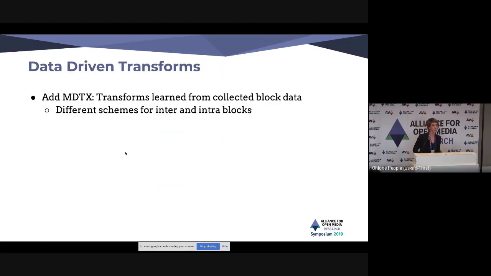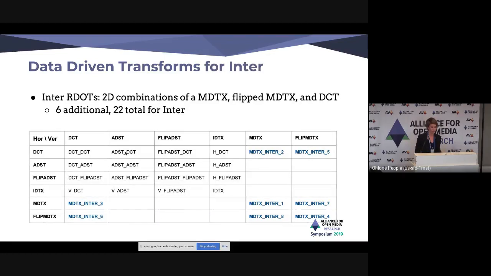In addition to the new transform partitions, we're exploring data-driven transforms. In the libaom experimental branch, we call these MDTX. They're transforms that are learned by collecting block data. The schemes are slightly different for inter and intra blocks, so I'm going to talk about those individually.